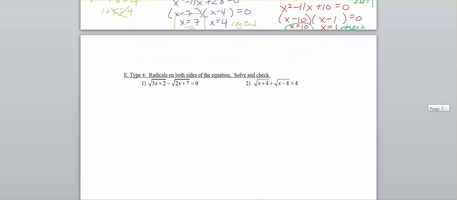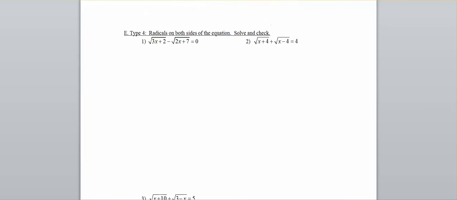All right, let's move on to the last part, type 4, where there's radicals on both sides of the equation. These can either be very simple or they can be a little more lengthy in doing algebra. So let me do number 1. It looks super tricky, but if we ever have radicals on both sides, what I actually want you to do is split up the radicals, meaning let's keep the 3x plus 2 on the left, and let's add over the 2x plus 7 to the other side.